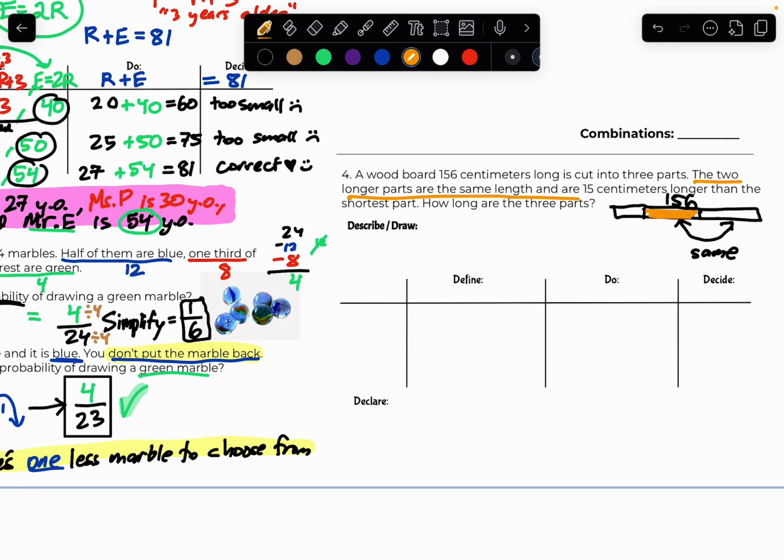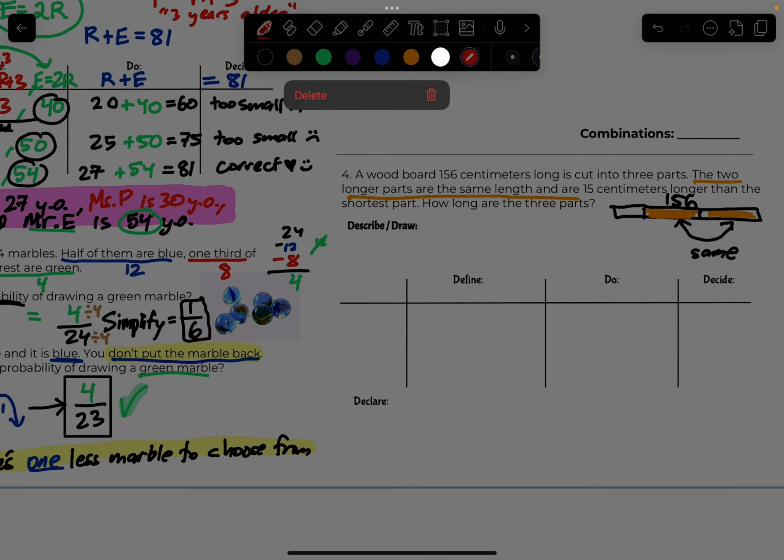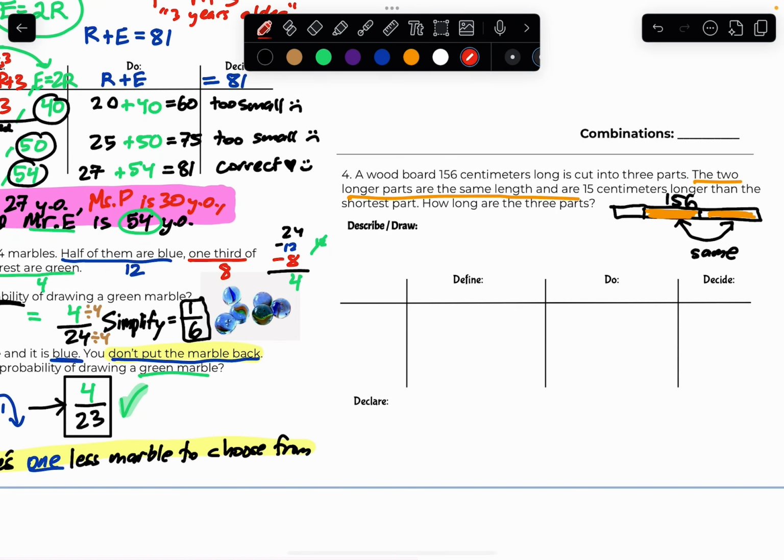I can use a little color. That looks nice. And it also says, what does it say? The 2 longer parts are the same length and are 15 centimeters longer than the shortest part. How long are the 3 different parts? So the shortest one, I'm going to use a different color here and say, let's say this. I'm going to say that this one right here is 15 centimeters shorter.